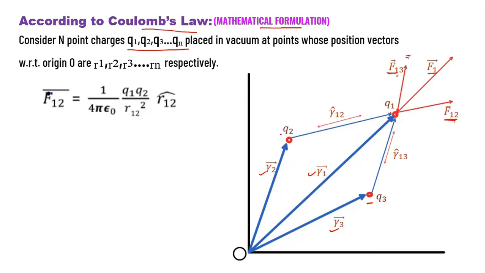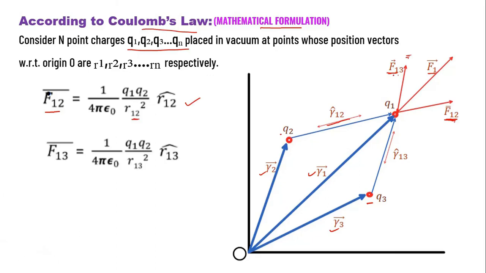So, let us try to find out the value of F12. According to Coulomb's law, what will be the formula for vector F12? I have already explained this concept in the article on Coulomb's law in vector form. You may refer to that video. Vectorially, Coulomb's force will become 1 upon 4 pi epsilon naught, Q1 Q2 upon R12 square, times R12 hat. What is R12? It is the unit position vector between Q1 and Q2. The meaning of this statement I have already explained in my previous video. If you have any doubt, you may please refer to it.